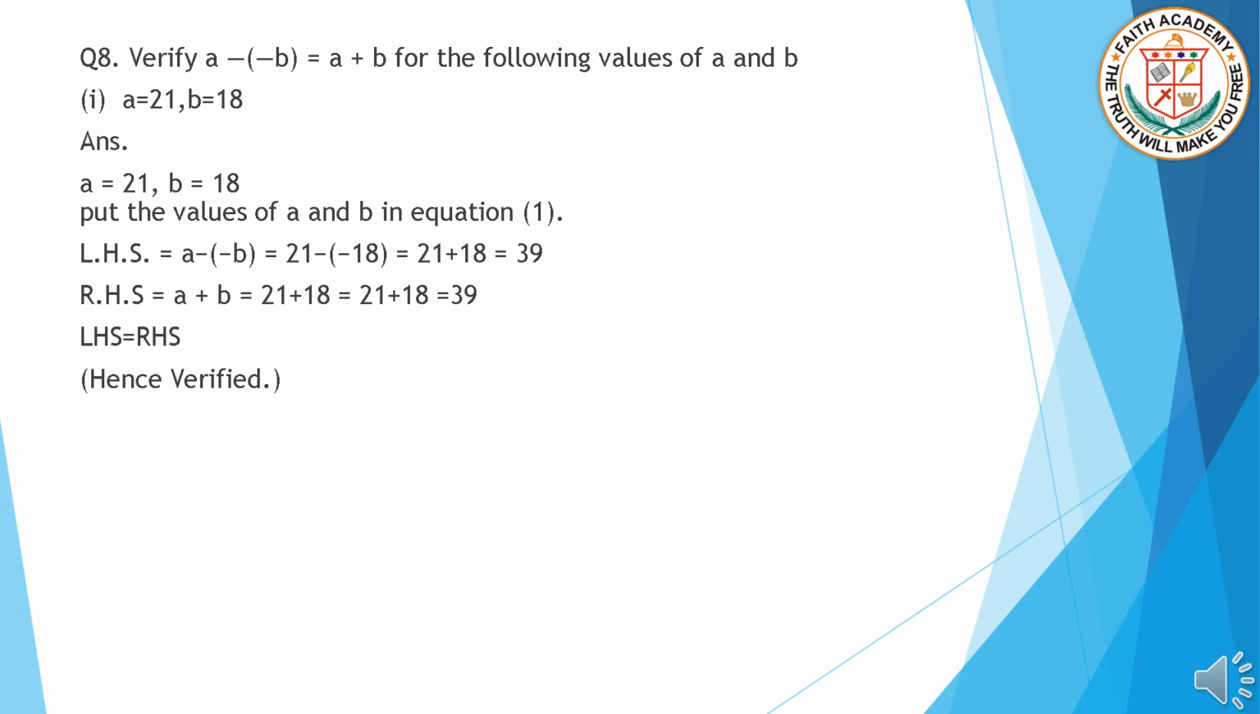Now let us move on to RHS, which is a plus b. Here a is 21 and b is 18. So that means 21 plus 18, we get the answer as 39. So that means LHS is equal to RHS. And so we have verified that this equation stands true for the values of a and b of 21 and 18. Now what I want you guys to do is, you have to try the rest 3 questions yourself in a similar way, so that you understand it better.